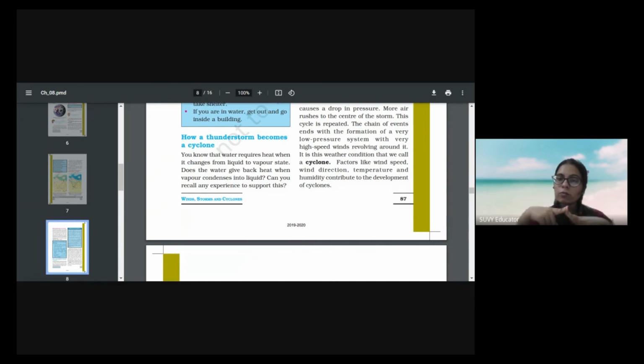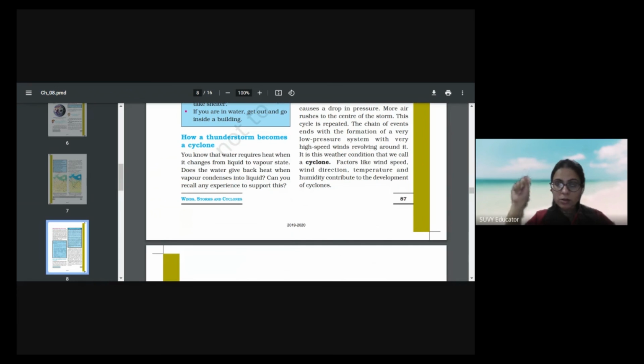The chain of events ends with the formation of a very low pressure system with a very high speed of wind. I have told you, when the speed of the wind is high, the pressure of the air is low. So these cyclic events will form the low pressure. The system will be in low pressure, and the speed of the wind will be very high. And this is called the cyclone. Cyclone, you can see, is like a circular motion. The wind is running in a circular way.